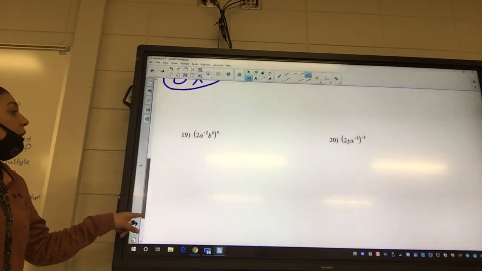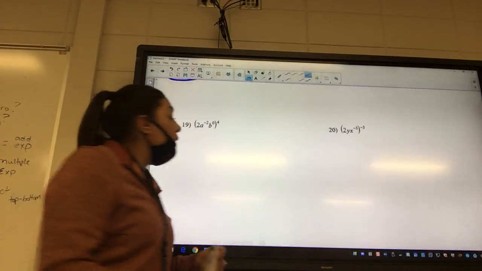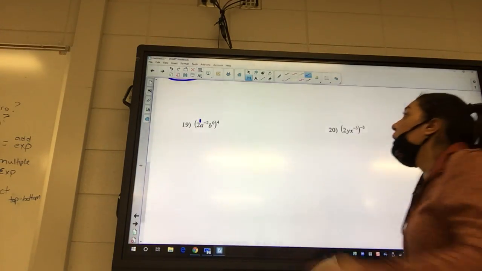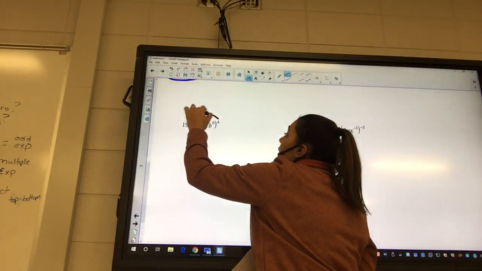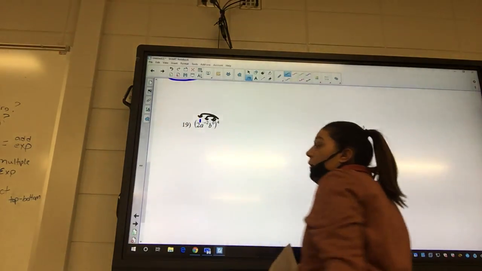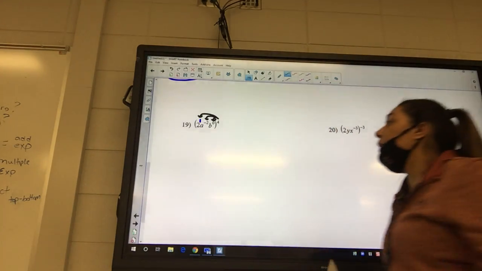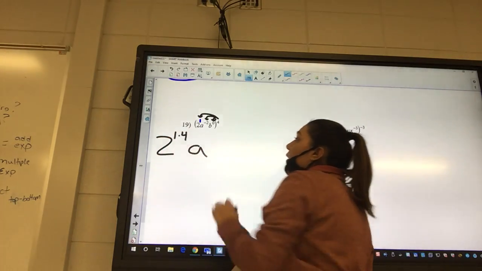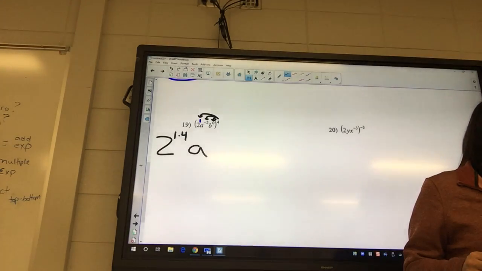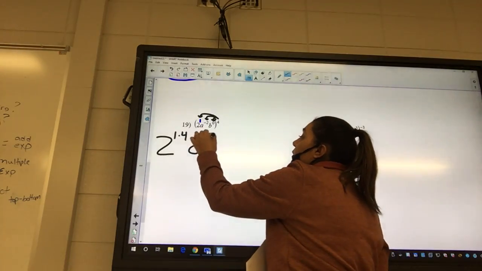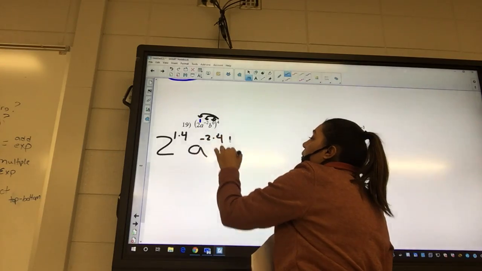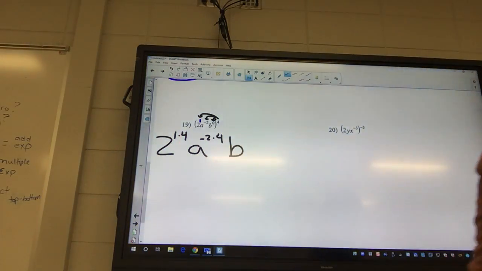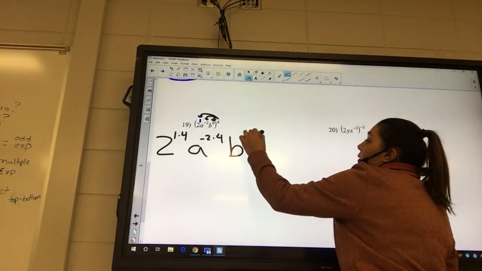Okay, so let's look at the next one. The same thing. Right after the 2, there's a little bitty baby 1. When we do this, we have to apply this to each little baby number. So it's going to be 2 to the 1 times 4, a to the what? A to the negative 2 times 4, b to the what? 0 times 4.